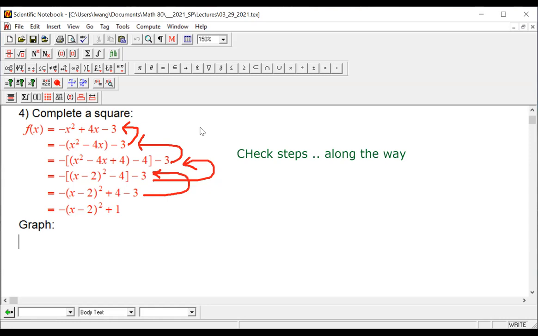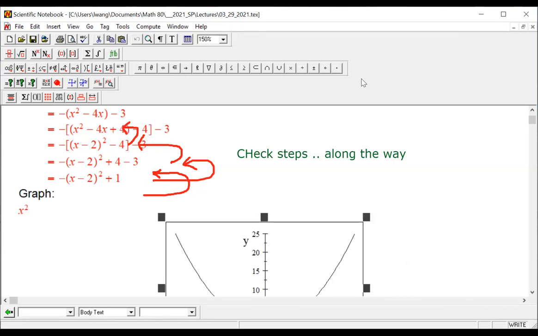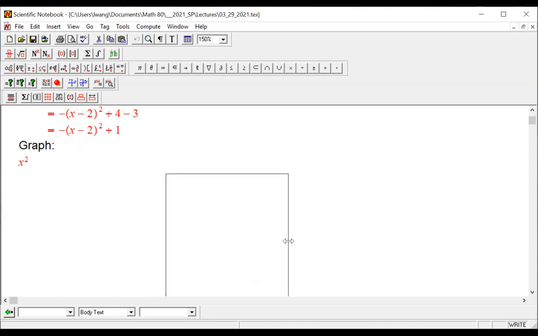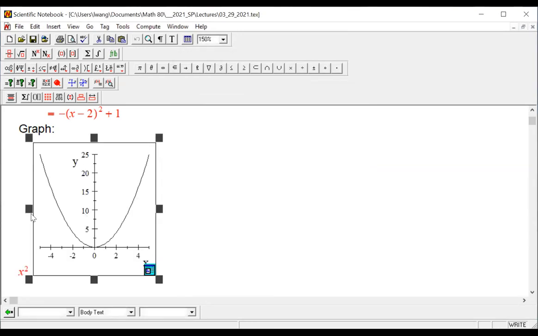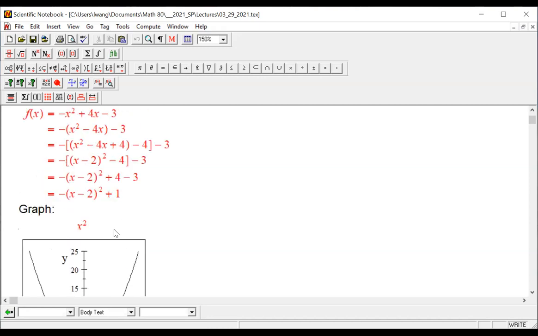Let's graph it. Okay, where do we start? We start from x squared, of course. The graph of x squared, of course, we all know. I'm gonna clean up those arrows. Now, we start from x squared. Let's just put this in the proper place. So that's our x squared, right? And we're going to do a sequence of transformations. The next one, we're going to do (x - 2) squared. So this will be a shifting to left or right, up or down.